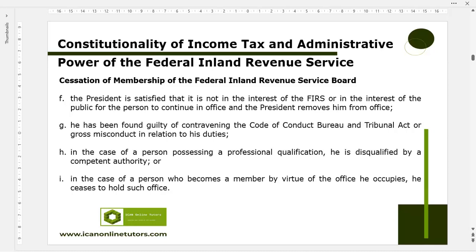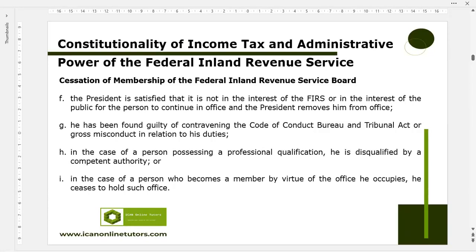Then also, if the person is found guilty of contravening the Code of Conduct Bureau and Tribunal Act or of gross misconduct in relation to his duties. Like what happened to the CBN governor. It seems he was found guilty of contravening the CBN Act.